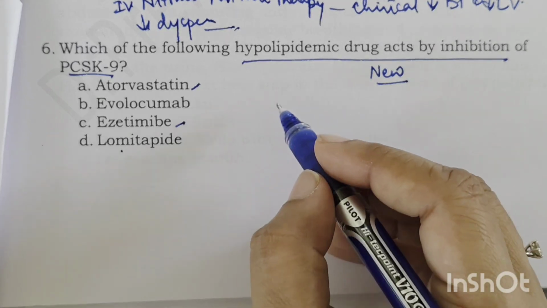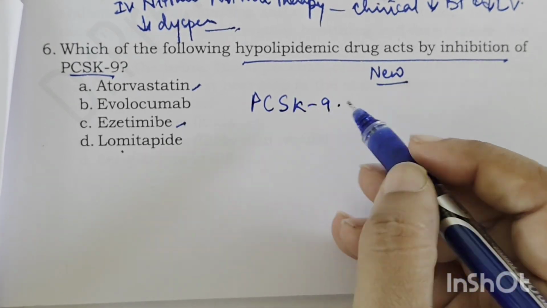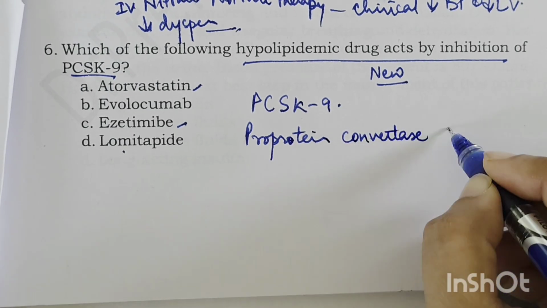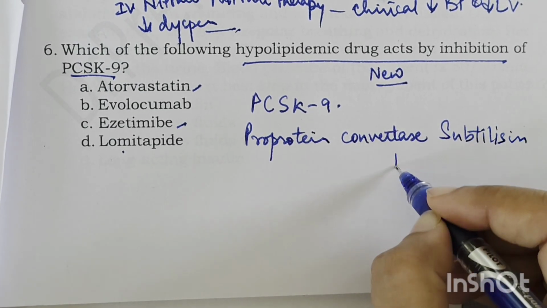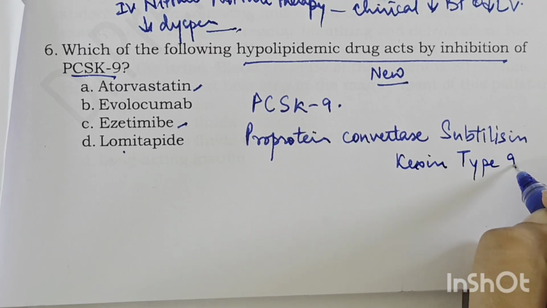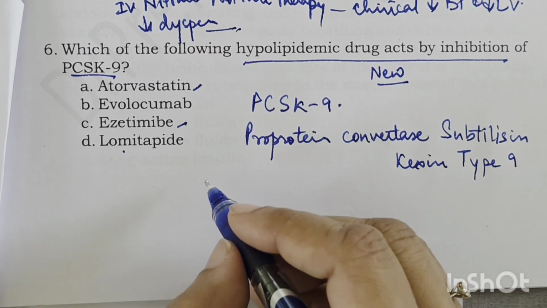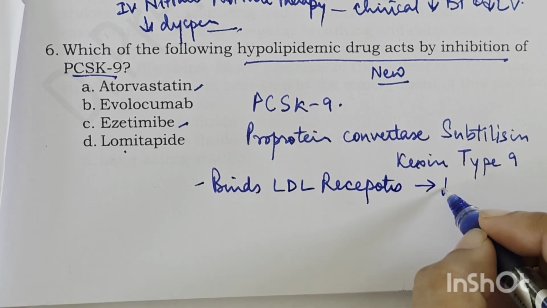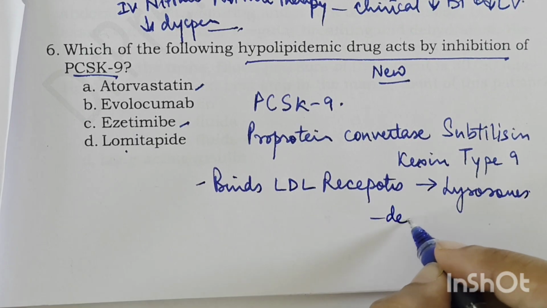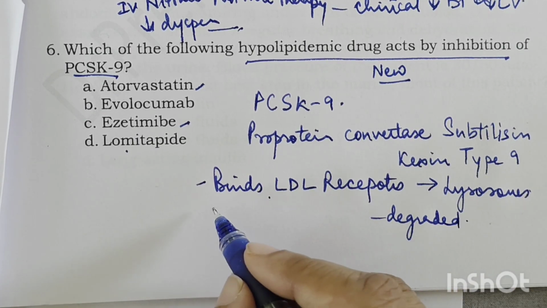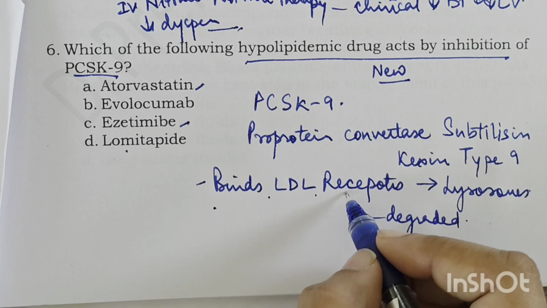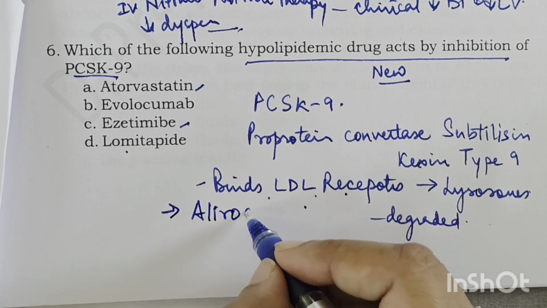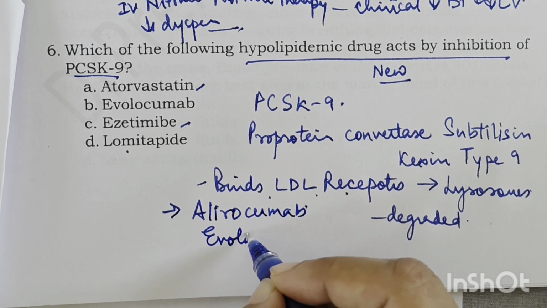But here, understand this: PCSK9's full form is proprotein convertase subtilisin kexin type 9. It is a protein that binds to LDL receptors and transports them to lysosomes, where they are then degraded. So inhibitors will prevent the destruction of LDL receptors, and that will reduce the LDL cholesterol. The drugs in this class are alirocumab and evolocumab.